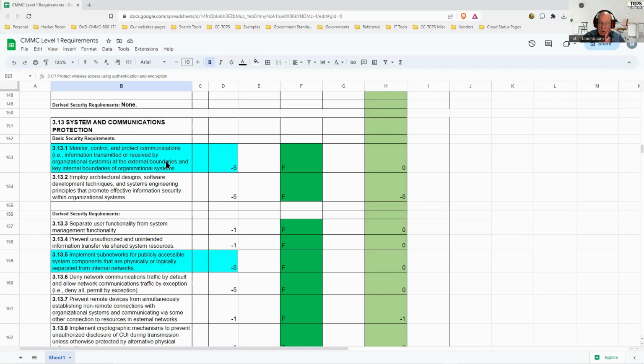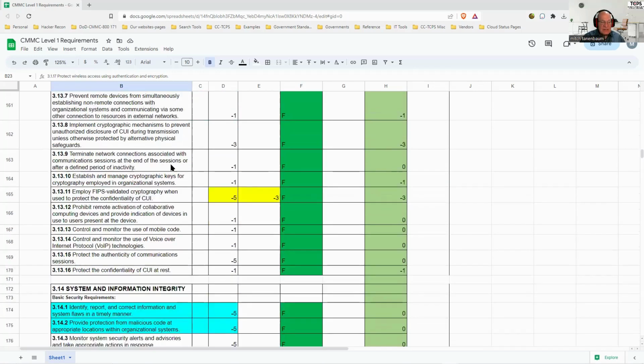And the other control in this section is to subnetwork networks for publicly accessible system components. What that means is if you have a public web server that's sitting on the same physical network or in the office, they are logically separated or physically separated, either one is fine, such that traffic can't pass from the publicly facing server to the internal servers. There's kind of a one-way door, and you can go out from your internal servers to the web servers, but can't come in.